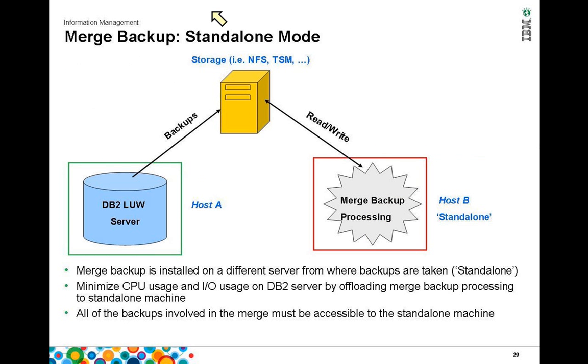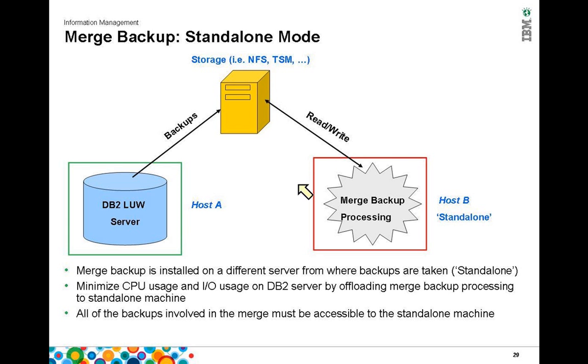On slide 29, this is a very simplistic pictorial of what the merge backup standalone capability would look like. On the left, I have a DB2 LUW server sitting on host A, and it's performing its backups to storage, this top yellow rectangle. That could be an NFS file system or a storage manager, for example, TSM. In this instance, merge backup is not installed on the production server. It's installed on host B, the standalone machine. This machine has to be able to see these backup images, so as I said, it's either a shared file system or TSM.